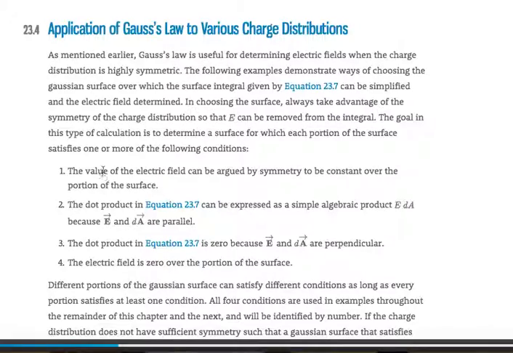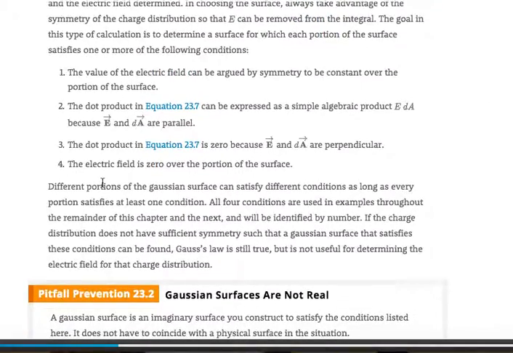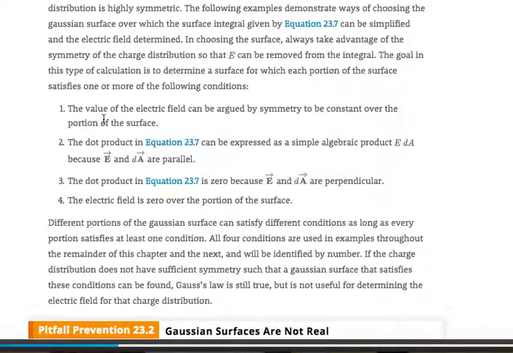So here are the 4 rules for drawing a Gaussian surface. You draw a Gaussian surface if the value of the electric field can be argued by symmetry to be constant over some portion. So you can draw a cylinder around a rod of infinite length, because the electric field will be symmetrical through every part of that cylinder.